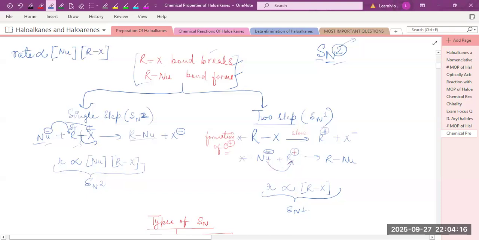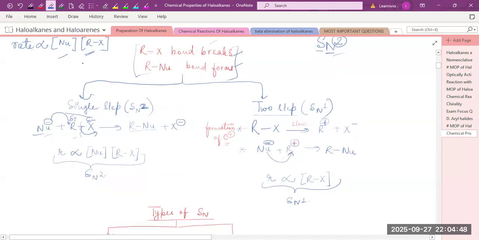So in bimolecular nucleophilic substitution reaction, rate is directly proportional to the nucleophile. It depends on the nucleophile concentration. Plus, it also depends on your substrate concentration. Substrate means your haloalkane. Okay, दोनों के ही concentration पे depends करता है, right? So that's why it is a bimolecular nucleophilic substitution reaction, and it occurs in a single step. Got my point, Ali?